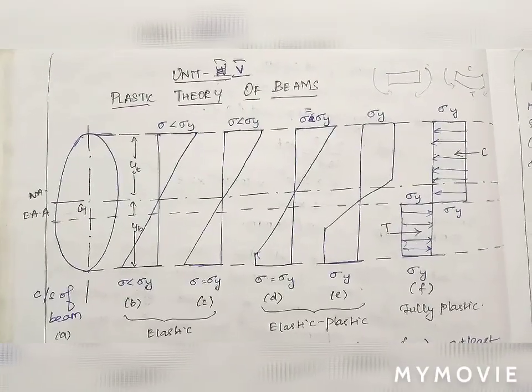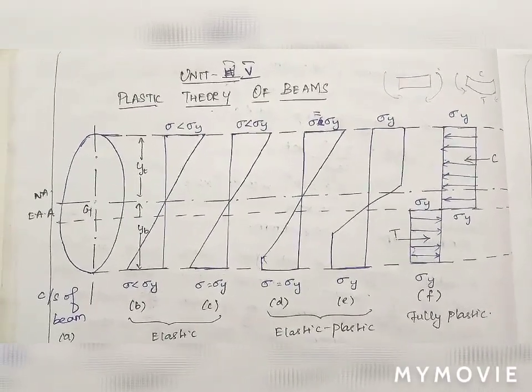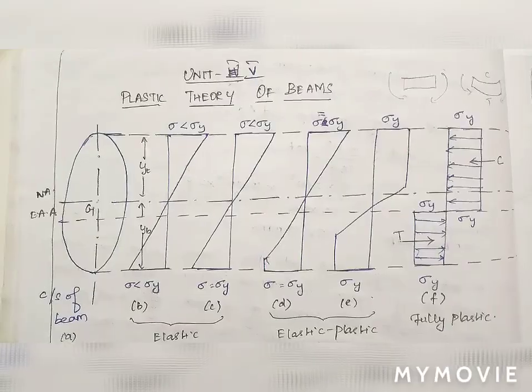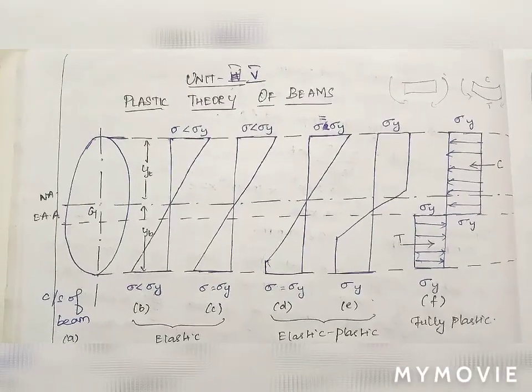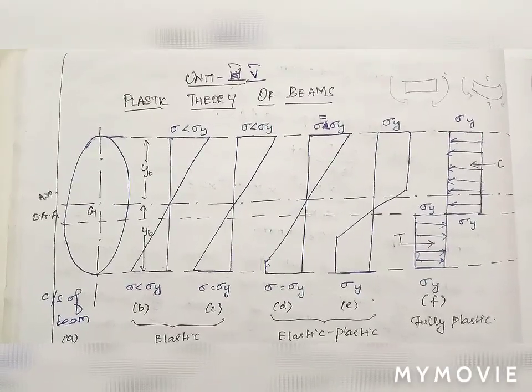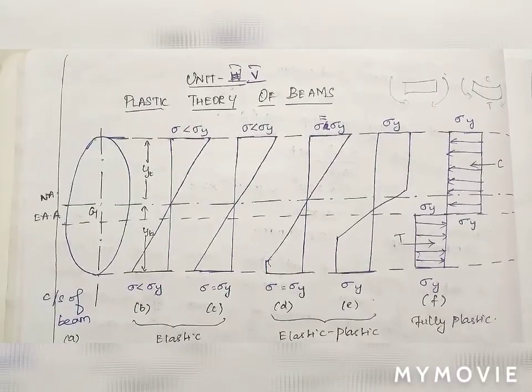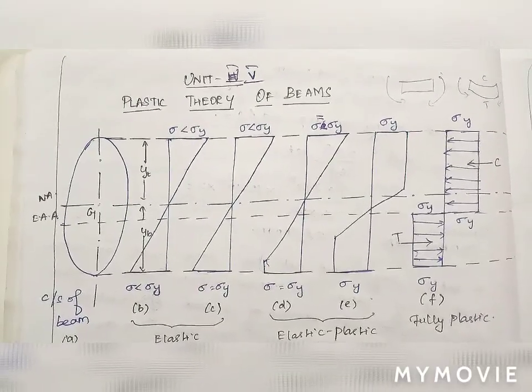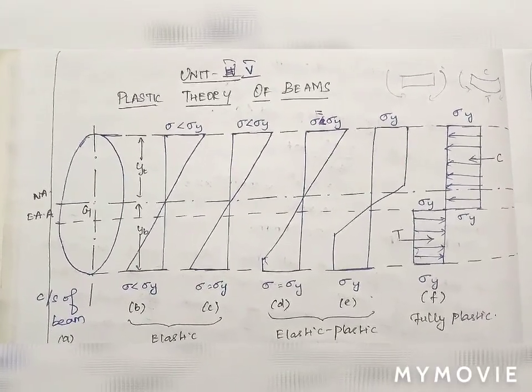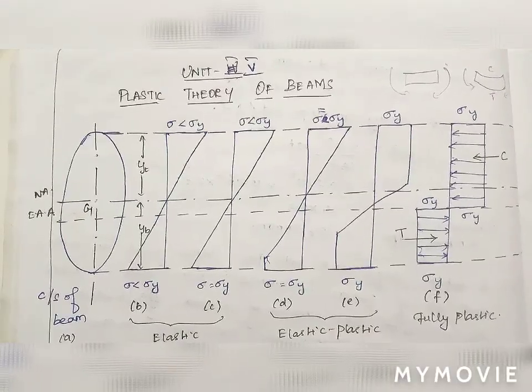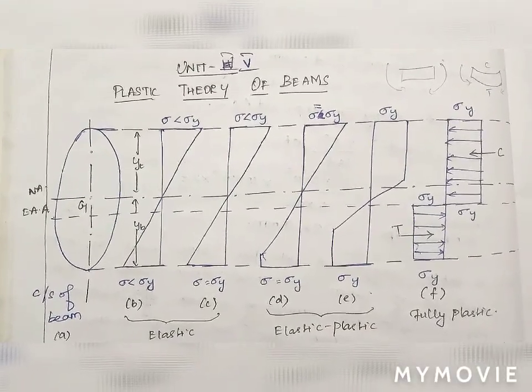Students, I have already discussed the plastic theory of beams in the previous video. That is part 1, which consists of the shape factor. In this unit there will be two parts, which I have told you already. The first one is the shape factor and the second one is plastic moment calculation. So now we'll move on to the second part.